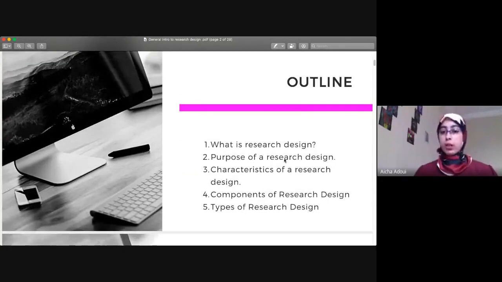At what is research design. The purpose of a research design, we're going to look at characteristics, components, and then types of research design. Again, for the types, we are just going to go very generally and briefly. Again, with my colleagues in the future and with Shaymat today, you are going to see them much more in specific, maybe also in context.